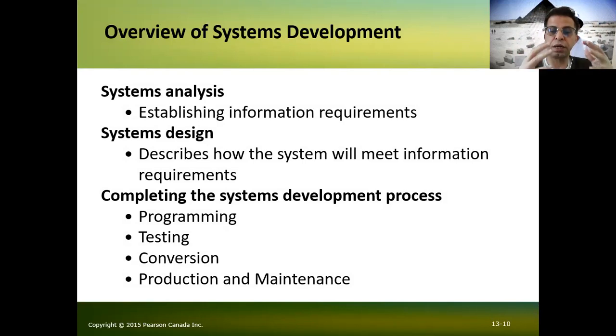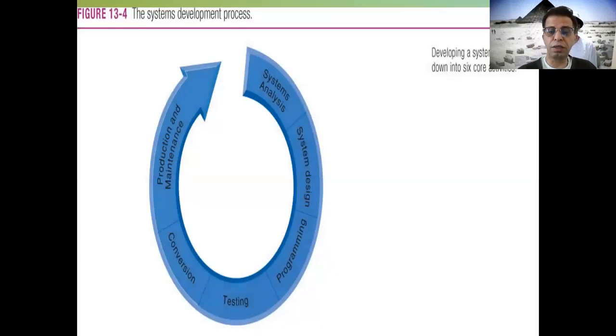And then you start programming, and then you start describing how you meet this, and then you're testing it. Then you do conversion after testing is positive, and production, you do a production go-live, and then you do maintenance for it. So the process is like this: you do system analysis, system design, programming, testing, conversion, going live, and then production and maintenance. And the circle keeps going on just like this.